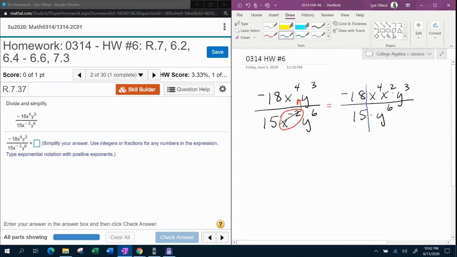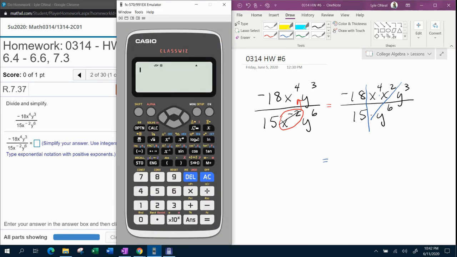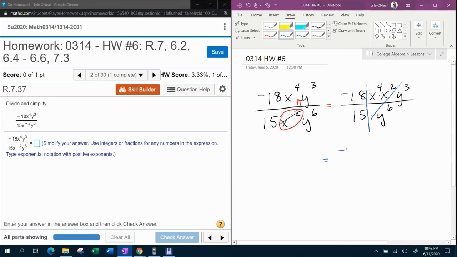So we've got basically 3 separate problems here. We've got the negative 18 over 15 that needs to reduce. We've got the x's that need to combine and the y's that need to cancel. Making use of our calculator, we've got negative 18 over 15, which reduces to negative 6/5.